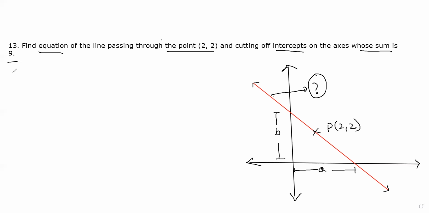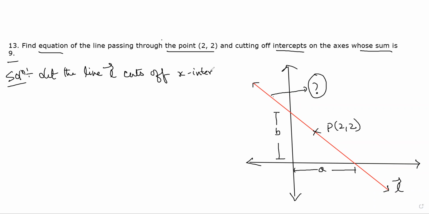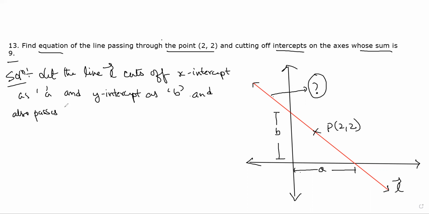So we will start with the question like this. Let the line L cut off x intercept as A, on the x axis, and y intercept as B, on the y axis. And also it passes through the point P (2,2).